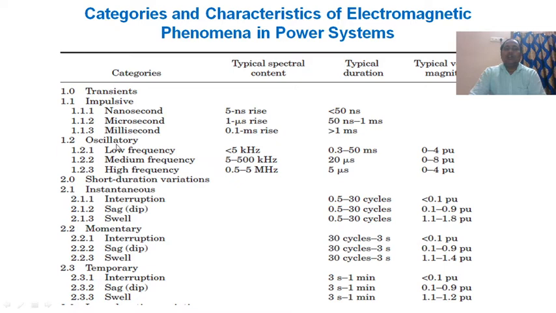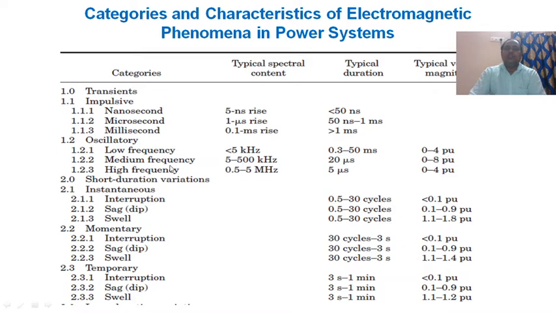While coming to oscillatory transients, they depend upon the frequency. So the categories are low frequency, medium frequency and high frequency oscillatory transients. In low frequency oscillatory transients, the spectral content is less than 5 kilohertz, the typical duration is 0.3 to 50 milliseconds, and the magnitude lies between 0 and 4 per unit.